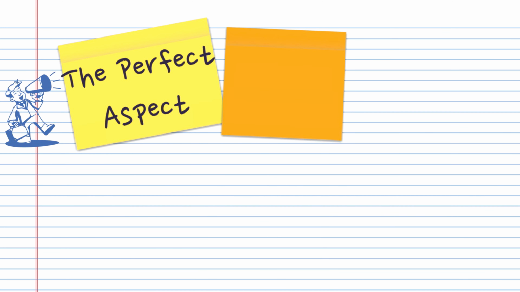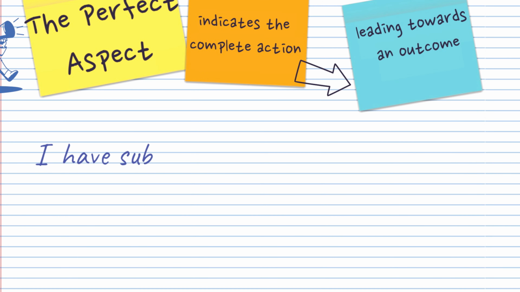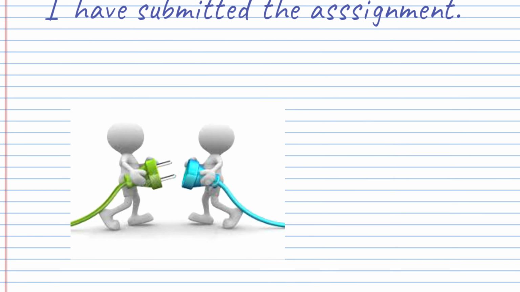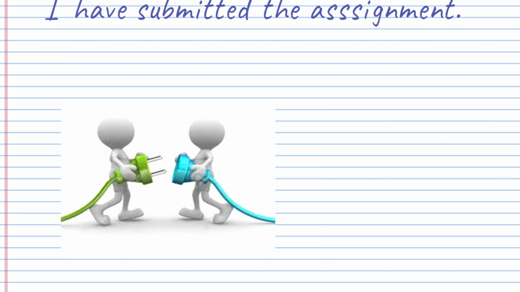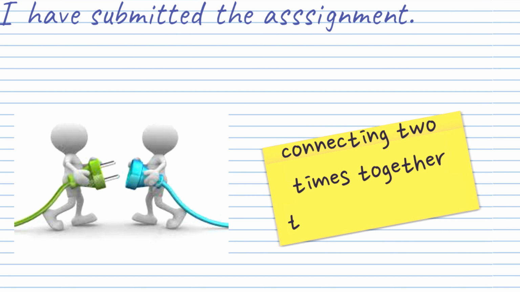The perfect aspect indicates that an action is complete or leading towards an outcome. Let's take up an example. I have submitted the assignment. We notice the finished or completed action in this aspect. The perfect aspect connects 2 points of time or 2 different actions. It focuses on bridging 2 times together and connecting events between one time and another, often through relevancy.